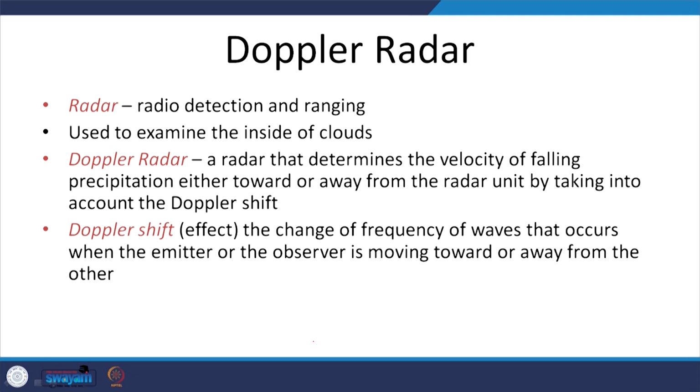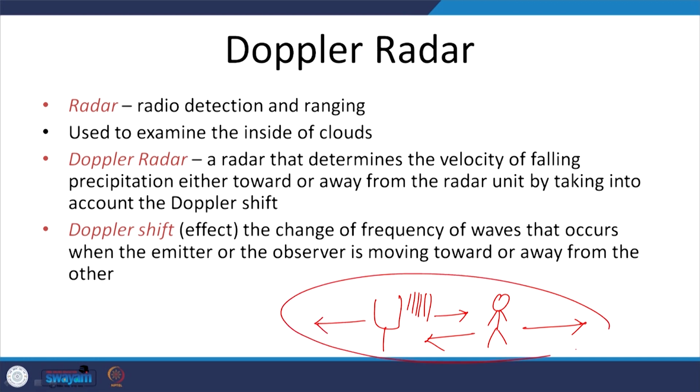So, what is Doppler shift? Doppler shift is the change in the frequency of the waves. When does this change occur? The change occurs when the emitter or observer is moving towards or away from the source. Let us say you have a source like this and you have an observer like this. So, if this is emitting a signal, the frequency changes when the observer moves towards the source, or when the source moves towards the observer, or when the observer moves away from the source, or when the source moves away from the observer.